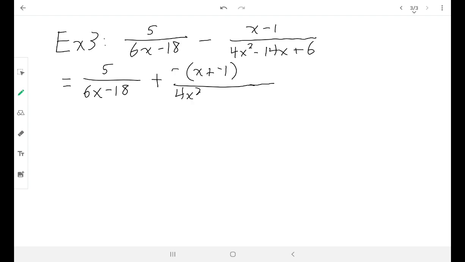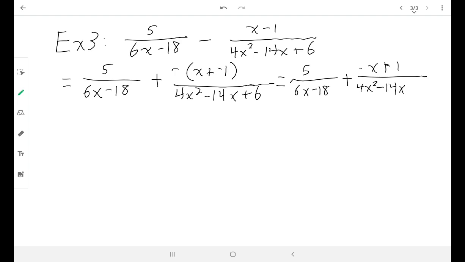And I'll keep the denominators the same for now. I still have stuff to do with those, but I want to talk about that later. So then I've got 5 over 6x minus 18 plus, and then I'll distribute that negative, giving me negative x plus positive 1 over this entire 4x squared minus 14x plus 6.